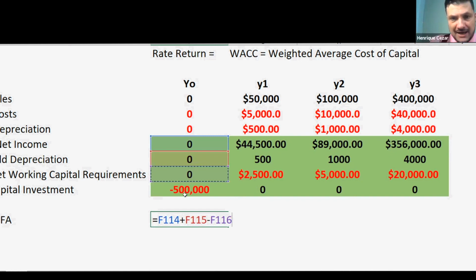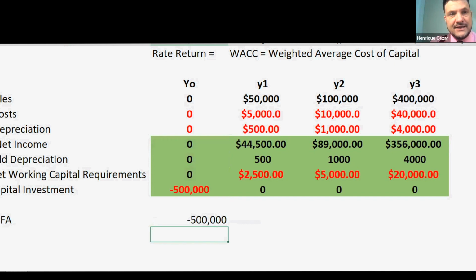Notice that I put a minus on my 500 here. Okay, I put a minus here. Therefore, I must put a plus here to get that answer. So be very careful.